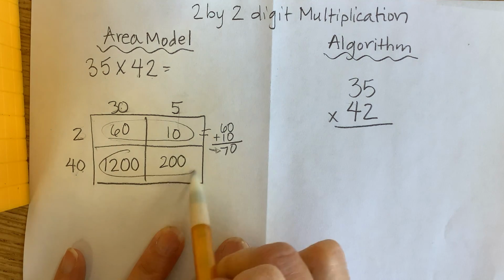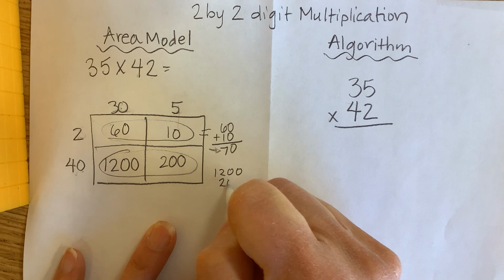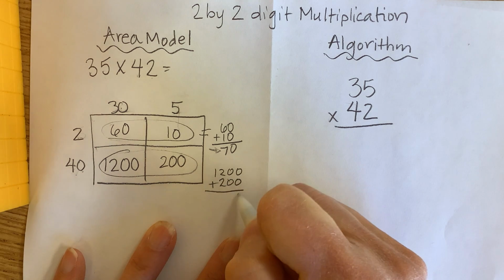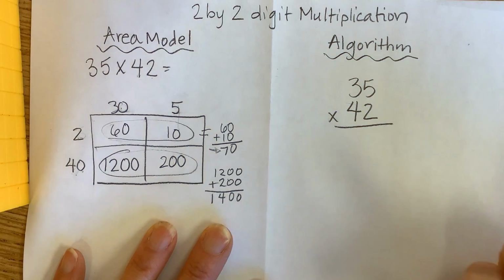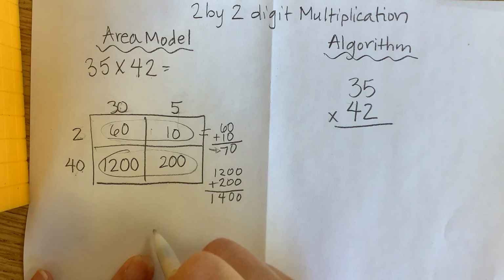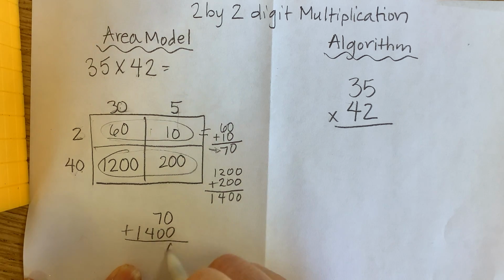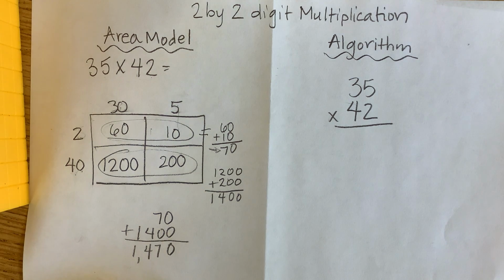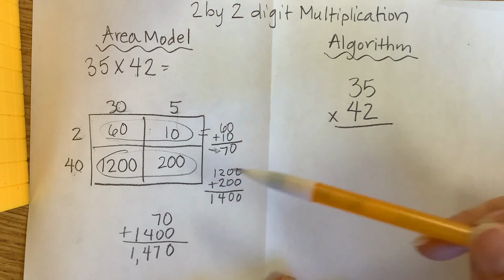And then if I add both of these products together, let's see what that's going to be. That's going to make 1,400. All right, if I add both of these products together, it's going to give me my final answer. So if I add 70 and 1,400, I'm going to have a final answer of 1,470.